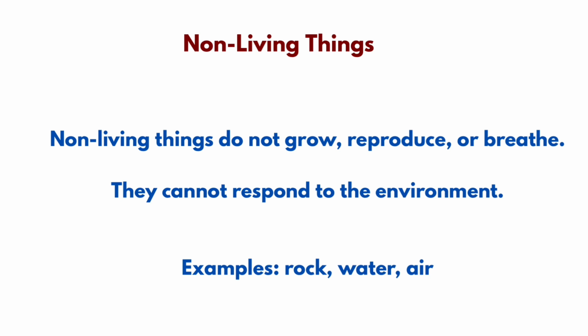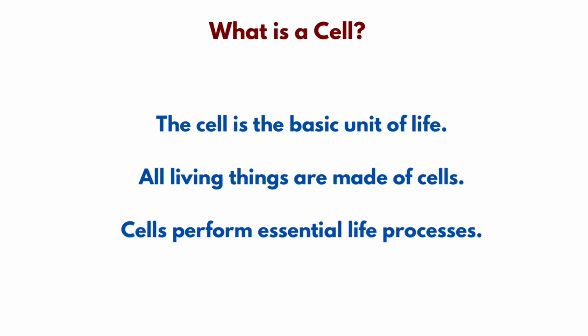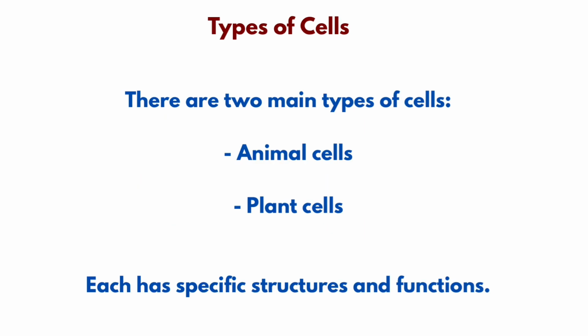What is a cell? The cell is the basic unit of life. All living things are made up of cells. So cells perform essential life processes. We see here the types of cells. There are mainly two types of cells: animal cells and plant cells. Each has specific structures and functions.